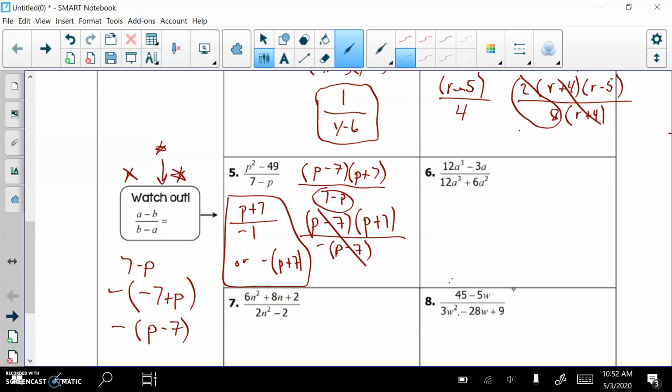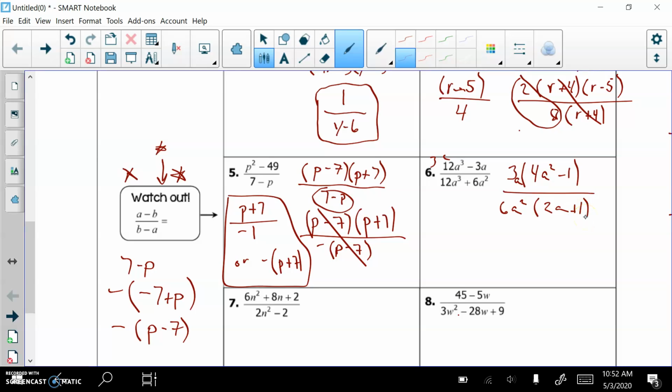Again, monomial factoring of number 6. They share a 3 and an a, so I'm going to go 3 parentheses 4a squared. I'm sorry, rewind, 3a minus 1. Okay, so I factored a 3a out of this. In the denominator, I'm going to take out a 6a squared, leaving me with 2a plus 1.